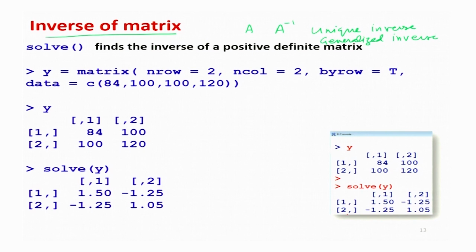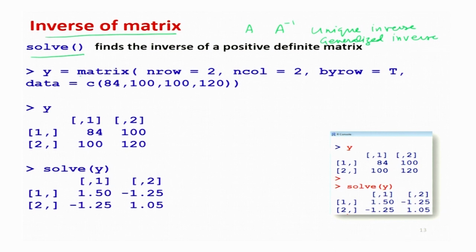Okay. So, you know that whenever you are trying to find out the inverse of the matrix, there are certain conditions which have to be satisfied. For example, the matrix has to be a positive definite matrix. So, the R command to find out the inverse of a matrix is solve, SOLVE, and inside the parenthesis you have to give the matrix. Now, let me give you a very simple example.